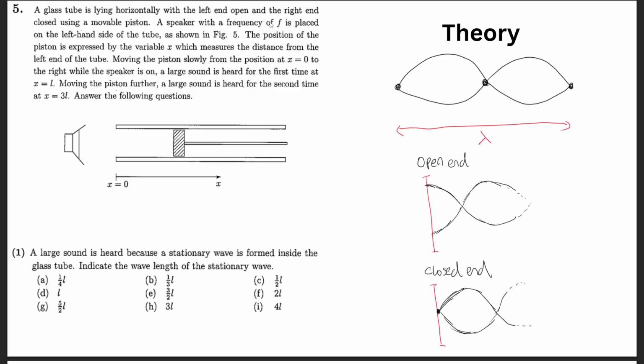A speaker with a frequency of F is placed on the left hand side of the tube as shown in figure 5. The position of the piston is expressed by the variable x, which measures the distance from the left end of the tube, moving the piston slowly from the position at x equals 0 to the right while the speaker is on. A large sound is heard for the first time at x equal to L. Moving the piston further, a large sound is heard for the second time at x equal to 3L. Answer the following questions.